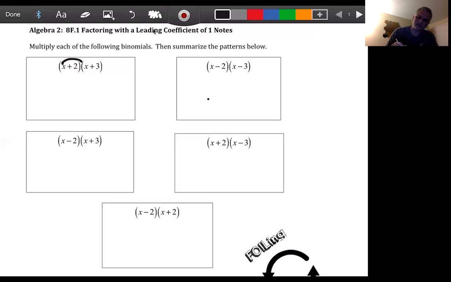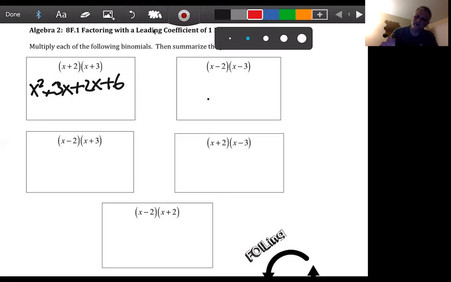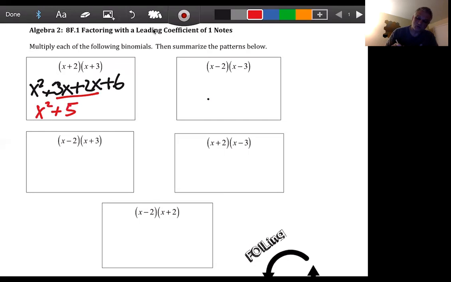So we multiply the x times the x, so we get x squared. Multiply the x times the plus 3, and we get plus 3x. We multiply the 2 times the x, and we get plus 2x. And we multiply the plus 2 times the plus 3, and we get plus 6. And then finally, we combine like terms, and we get x squared plus 5x plus 6. Okay?